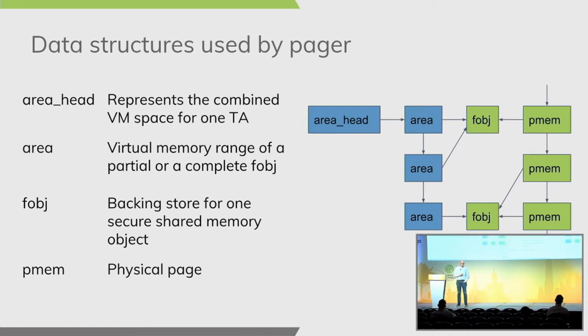And then the pmem entries are physical pages, and those are in a big common pool shared by everything which is paged in OP-TEE. As a pmem is allocated and used, it's updated to reference which fobj it's currently using or representing.